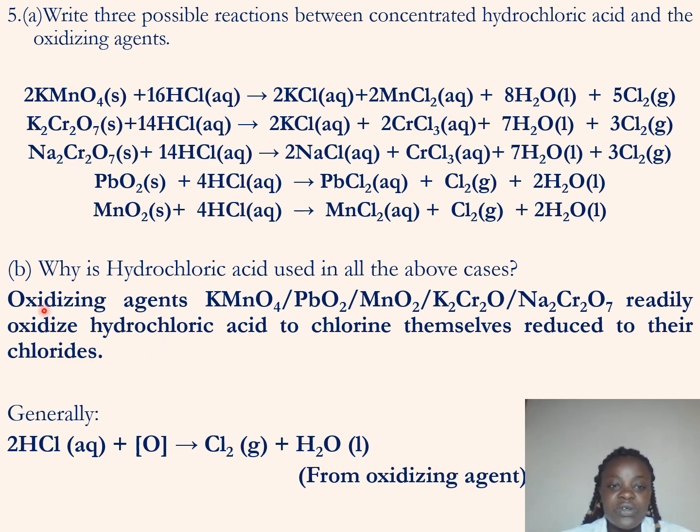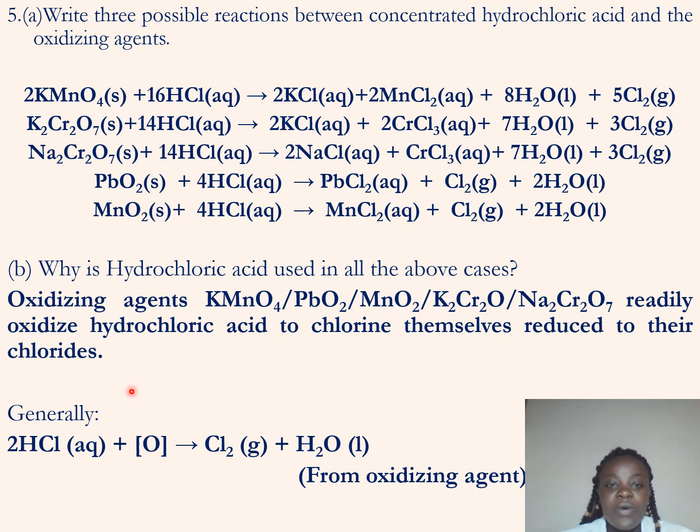Okay, next question we have, why is hydrochloric acid used in all the above cases? So why are we not using any other acid apart from hydrochloric acid? This is because oxidizing agents such as potassium permanganate, lead oxide, potassium dichromate, sodium dichromate readily oxidize hydrochloric acid to chlorine, themselves being reduced to their chlorides.